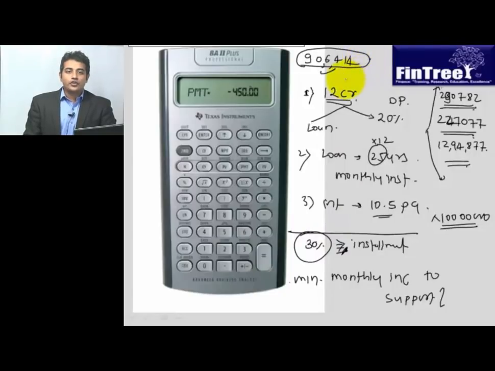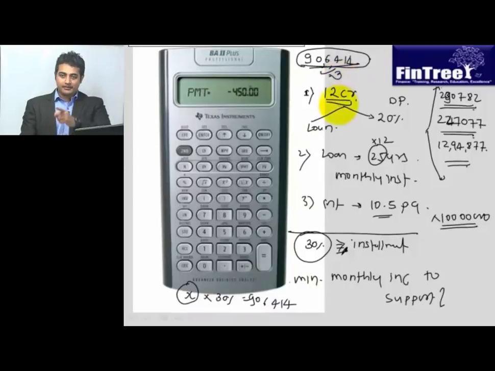Now you want to find out what should be the monthly income to support an installment like this. So if my monthly income is X, 30% of that amount is going to be 9,06,414. So how much should be the monthly income? Simply divide this number by 0.3, or by 30%. So simply say divided by 0.3. How much? 30 lakhs 21,000.